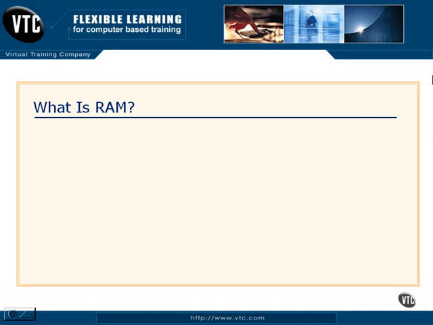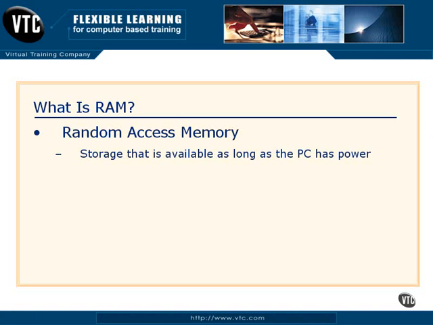One of the things that's really made the computer get a lot faster and do some really cool stuff is advances in RAM. So let's talk about what RAM is. You will see this on the exam, and you probably already know RAM is random access memory. Now, when you turn your computer on, the programs get loaded into random access memory. This is storage that's available as long as the PC has power.